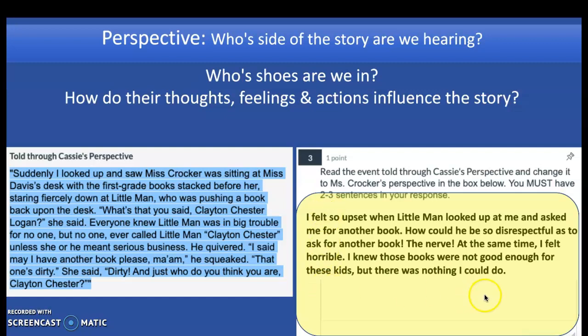So here we can see Miss Crocker speaking from first person point of view, right? We see the I, the me, that tells us it's first person point of view, but this is from Miss Crocker's side of the story. So now it's your turn to practice.